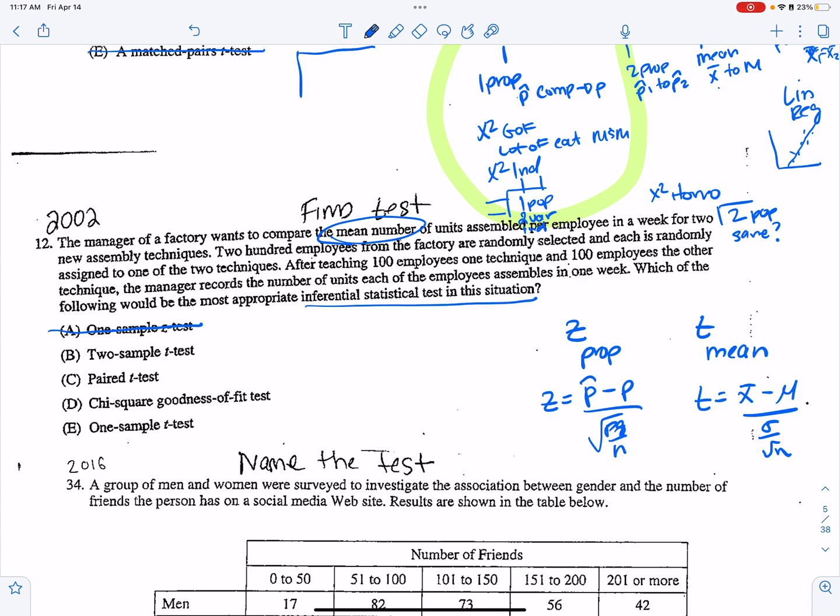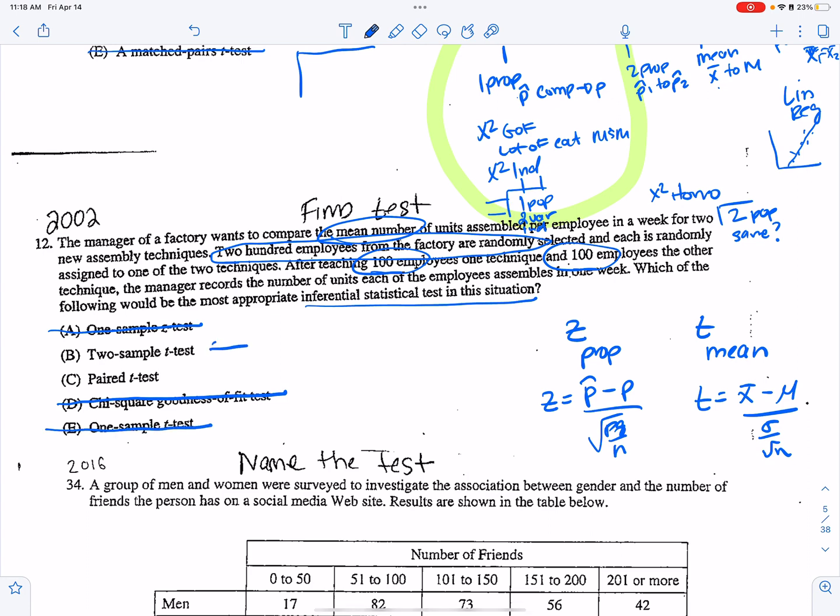So I'm going to just go ahead and cross out anything it can't be. Remember, this is proportion. All the chi-squareds is proportion, so it's not any of that. Then I'm going to go ahead and start looking. I have 200 employees from a factory that are sampled here, and each is randomly assigned to two techniques. And so I have 100 employees here and 100 employees here. Oh, so I've got two separate things that I'm doing, so I know it's not this.